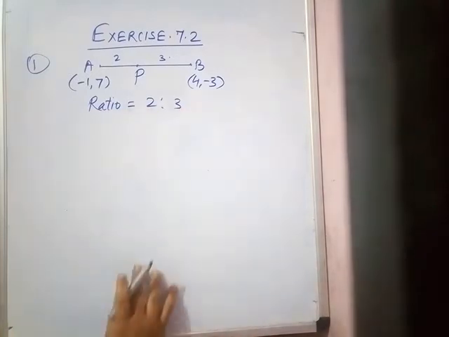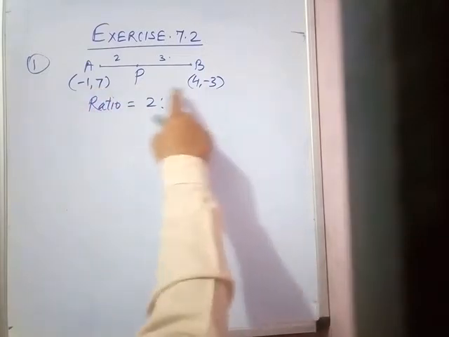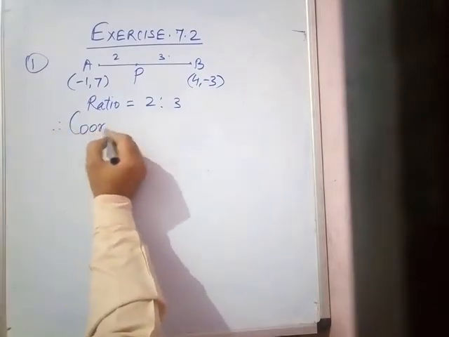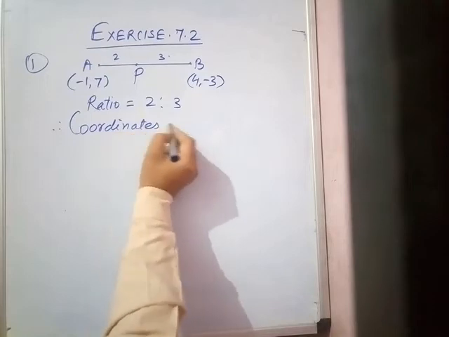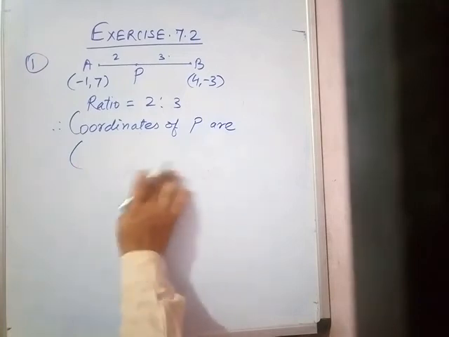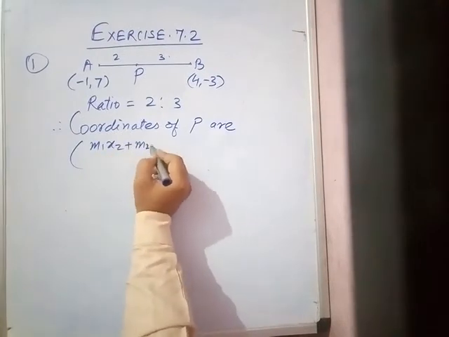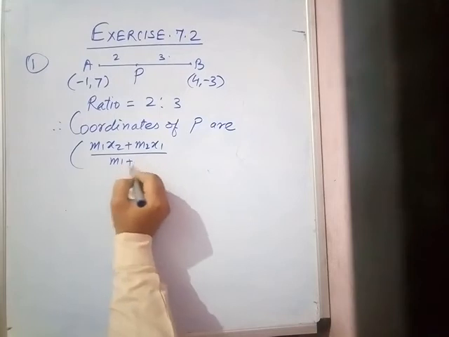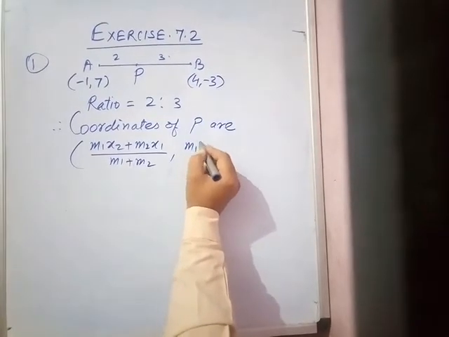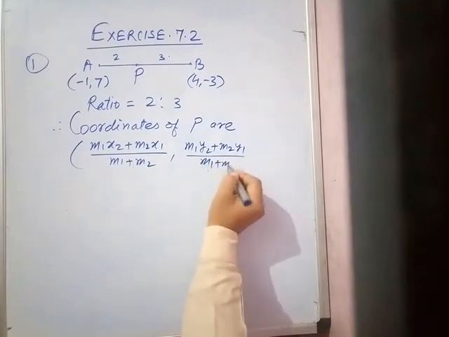2 is to 3. Now this is x1, y1, x2, y2, and the ratio, that is m1 and m2. So the coordinates of P are, first we write the section formula: (m1 x2 plus m2 x1) upon (m1 plus m2), and its y coordinate is (m1 y2 plus m2 y1) upon (m1 plus m2).